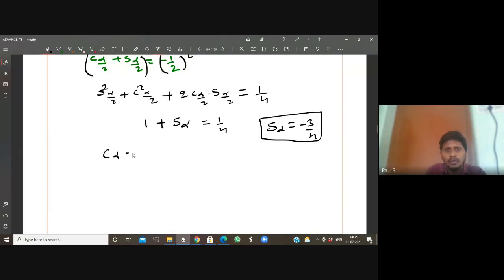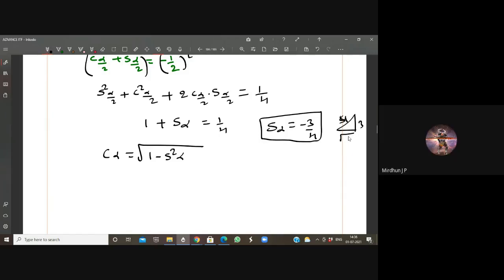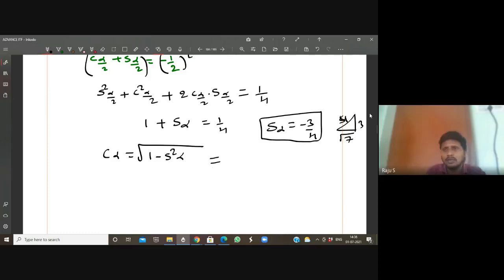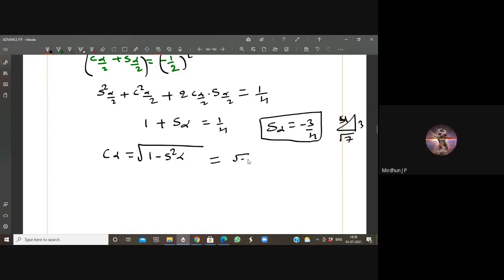So what is cos alpha? Root over 1 minus sin square alpha. You can take it with the help of a triangle. We can say the hypotenuse is 4, the side is 3, so the other side is root 7. Cos alpha will be positive, since sin is negative here, so cos alpha is root 7 by 4.